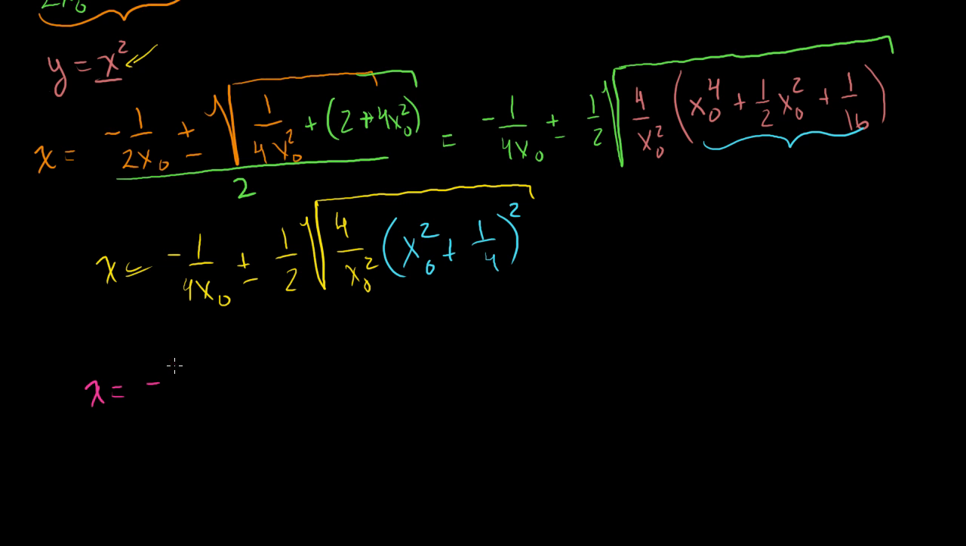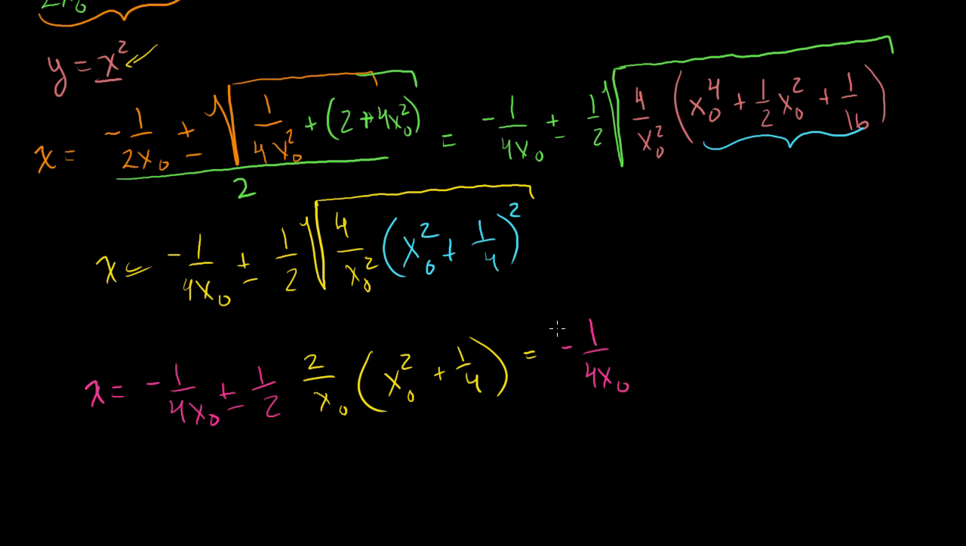The points where they intersect are minus 1 over 4 x naught plus or minus 1/2 times the square root of this. The square root of this is 2 over x naught times the square root of this, which is x naught squared plus 1/4. If I were to rewrite all of this, I'd get minus 1 over 4 x naught plus or minus, let's see, this 1/2 and this 2 cancel out, right? So now I just have a 1 over x naught times x naught squared.